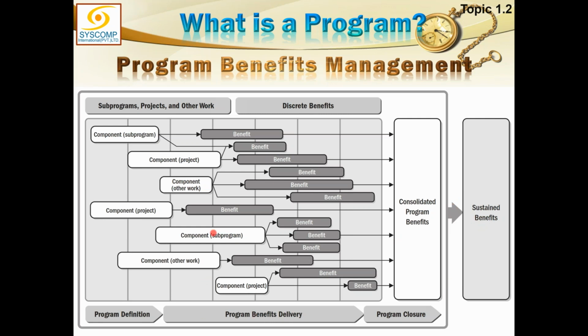So, this cycle shows the program benefit management in the bottom: program definition, program benefit delivery, and program closure. And on top, it shows you the role of the different components as well as the discrete benefits. So this pretty much explains how all this is happening.